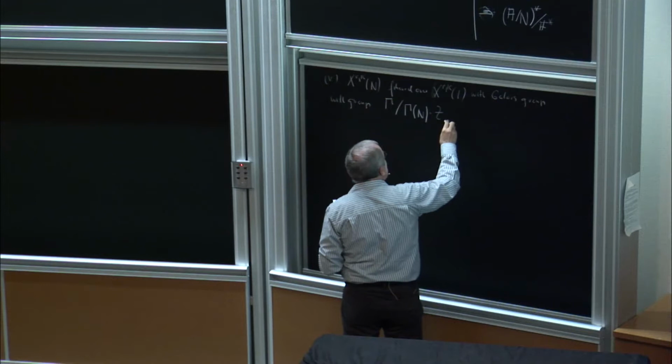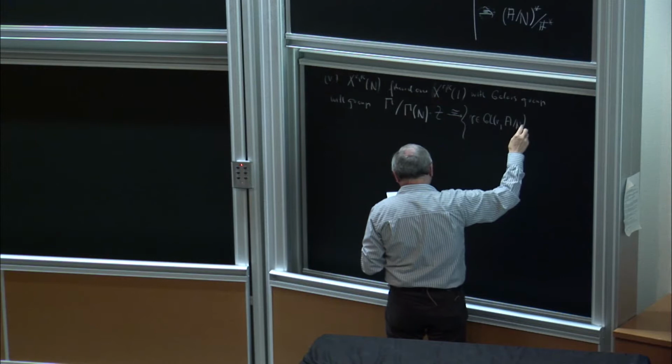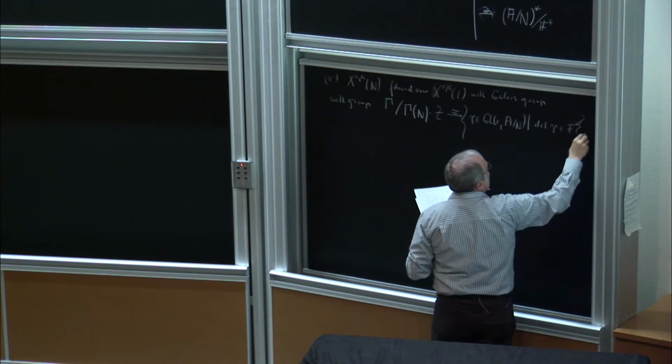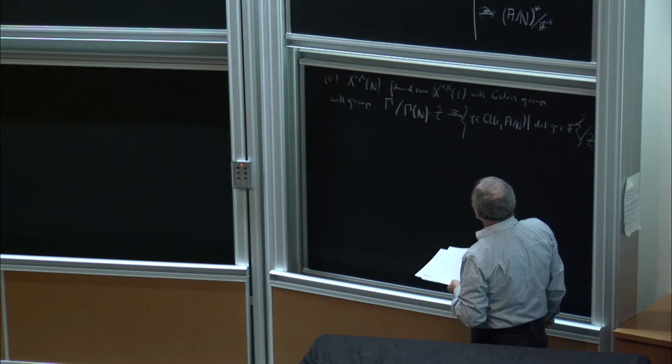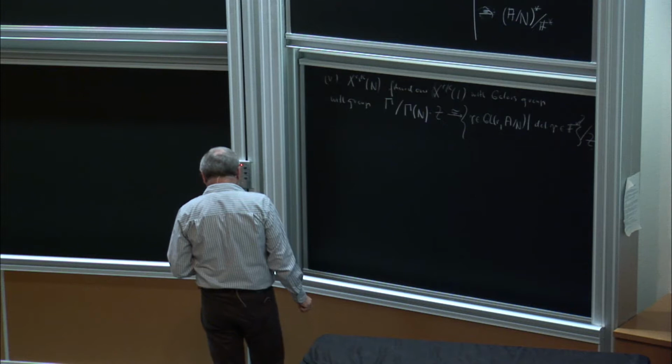This group is the same thing as the group of all gamma in GLR of A modulo n, where the determinant of gamma belongs to F star. And here, still, I have to divide out the group Z, now considered as a subgroup of this group here. So essentially, that's a group of GLR type, which occurs as the Galois group of this ramified Galois covering, and this is what we want to have.